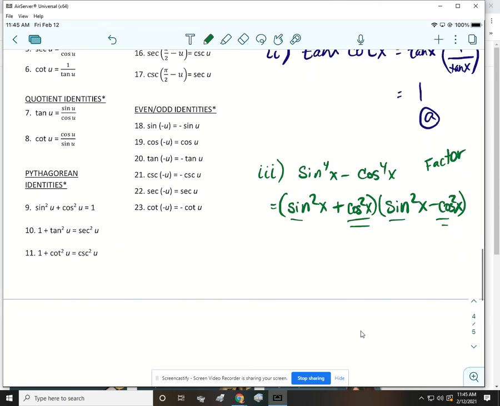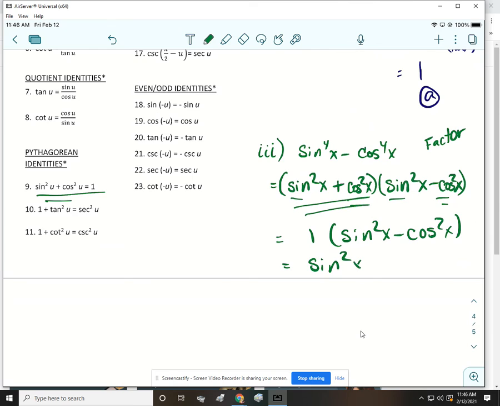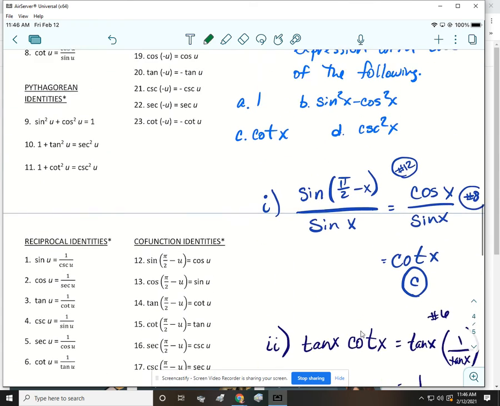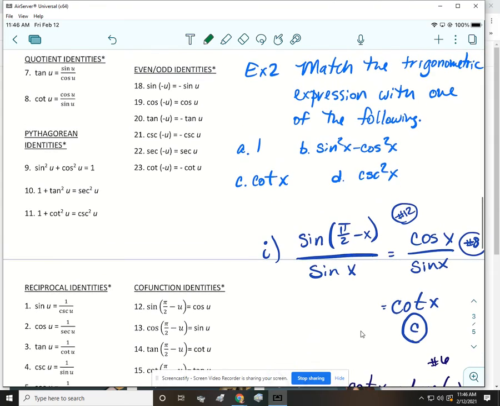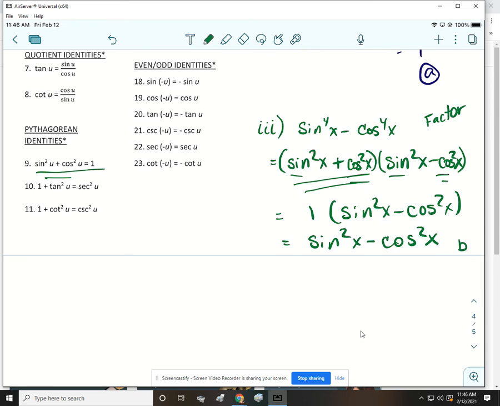Okay, then we're going to look at our identities. You guys see anything I can do? Yeah. Sine squared plus cosine squared is going to be 1. And then we're going to multiply that by sine squared of x minus cosine squared of x. And when you multiply by 1, it doesn't change anything. And if I look back up here at what I'm supposed to match with, that is one of my choices. And so that's going to be B.